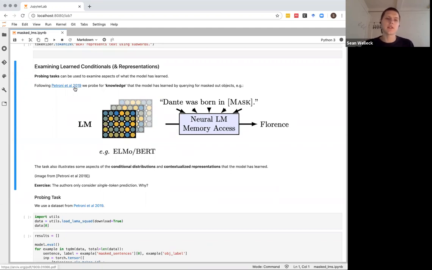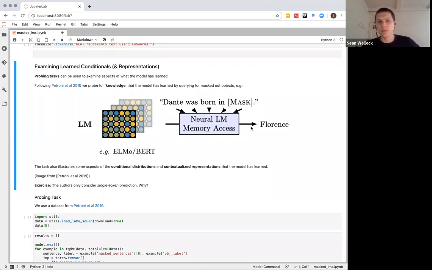They designed this task to ask the question, what sort of knowledge, like factual knowledge, has this BERT model learned? Specifically, they take this BERT model, which I guess here is represented by these squares, and give it some sentence. In the sentence, the factual content is masked out. Here you're asking a factual question about where Dante was born, and it turns out that the answer is Florence.